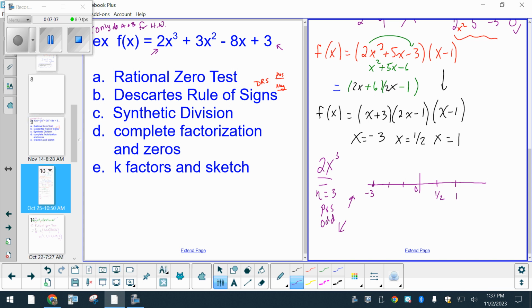Now you should put dots where the zeros are. You do need this labeled. You don't want random dots at random numbers. And since we didn't have any double roots, we know our graph goes through every zero. And then we're going to turn.